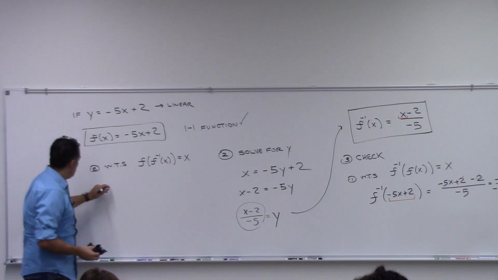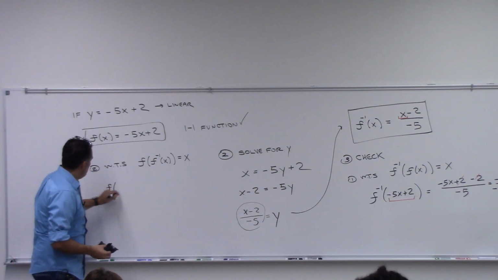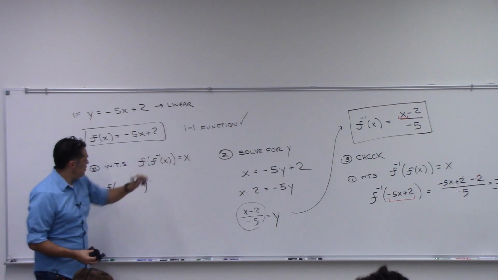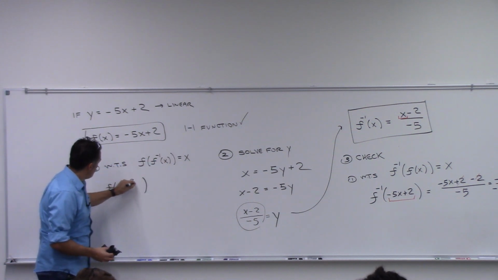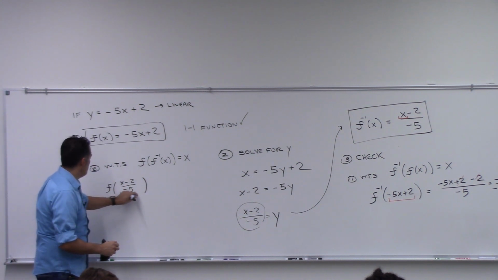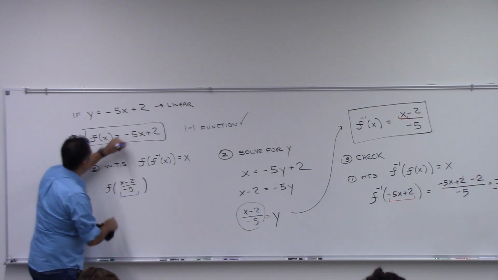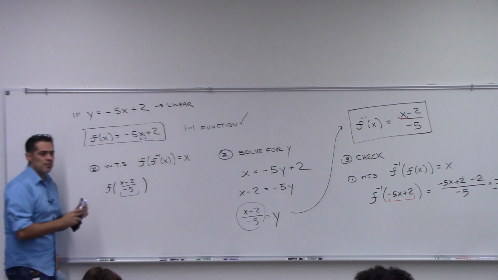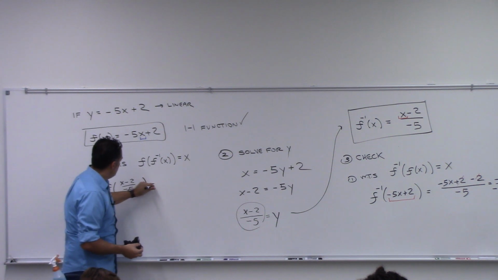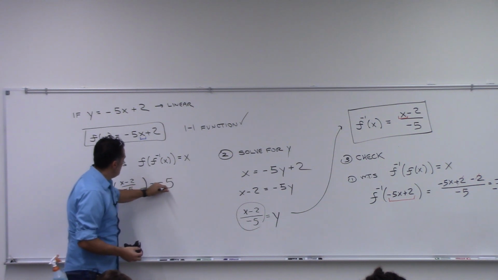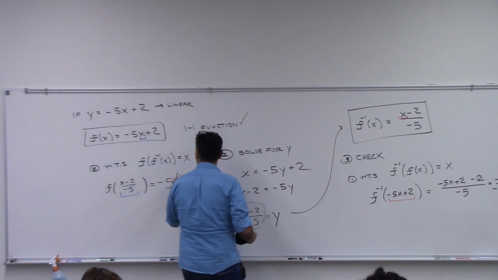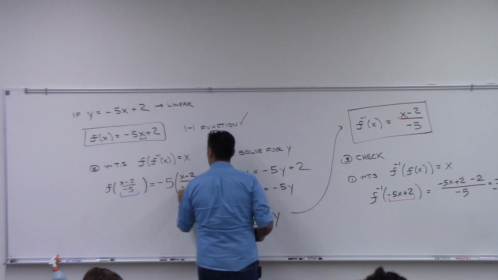So this time I have f. Inside of it goes what? The inverse, x minus 2 over negative 5. Right? So this piece right here is getting plugged into f. So it's going in right there for that x. So we have negative 5 and then x, but x is this, so I'm going to put it in parentheses. It's x minus 2 over negative 5.